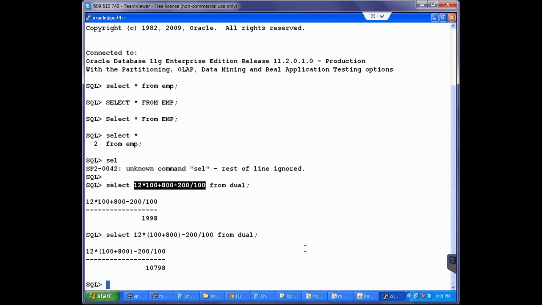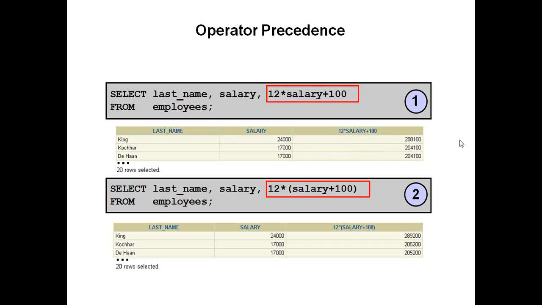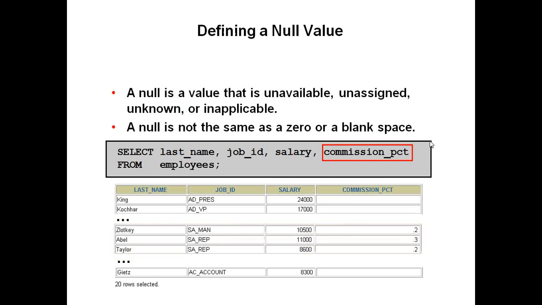So this is how we can work on the parenthesis part, and that is what is even mentioned in the slide. In the slide, what you are seeing here, in the above example, it was something like 12 into salary plus 100. But in the below example, salary is getting added with 100, and then it is getting multiplied by 12. So that's how we have the things.